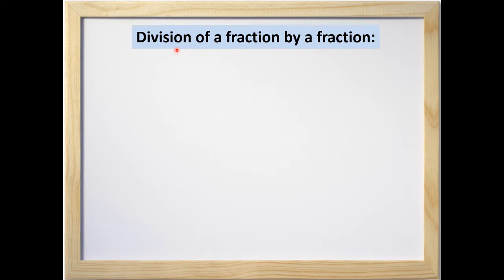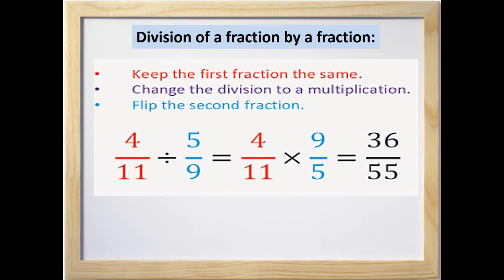This is the rule for division of a fraction by a fraction. Let us see. First, keep the first fraction the same. That means you have to keep the dividend the same. Then the second point is change the division sign to a multiplication sign. And then the third part is flip the second fraction, or find the reciprocal of the second fraction, the divisor.